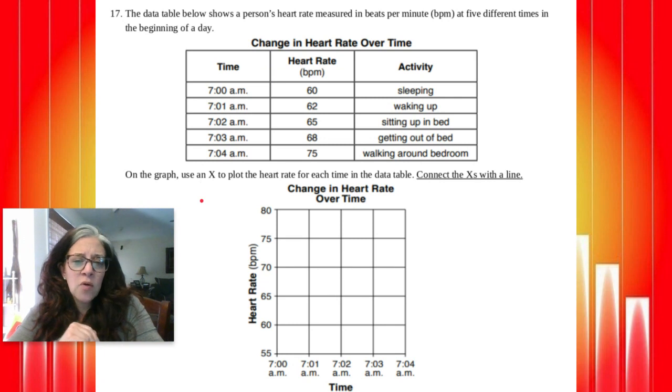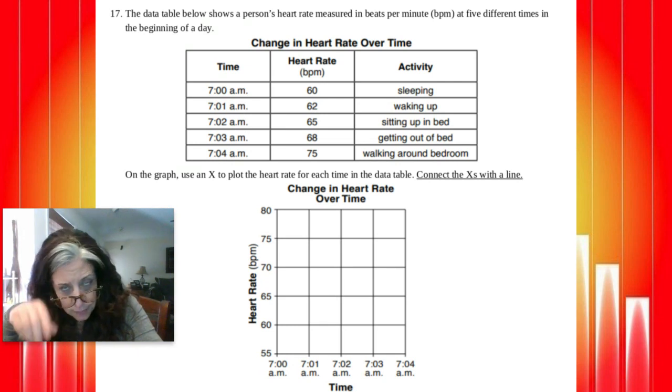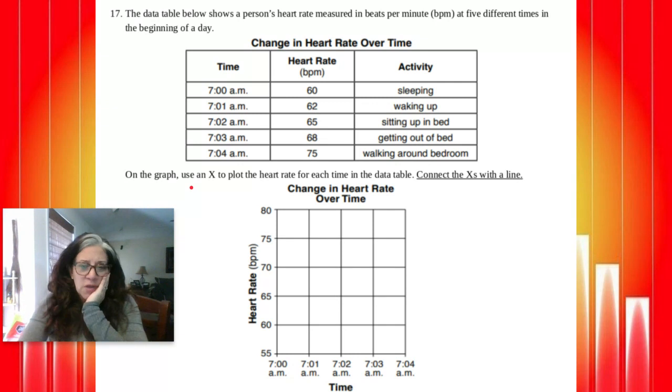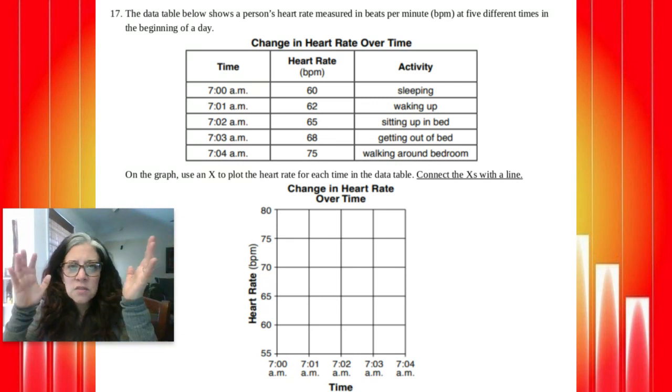Now let's go. I know there's a graph. I know they're going to tell me to fill it out. I could not read the directions and just start drawing dots because in math we draw dots when we do coordinate points. But I'm going to read the directions. The directions say on the graph use an X to plot the heart rate for each time on the data table. And then this is it.